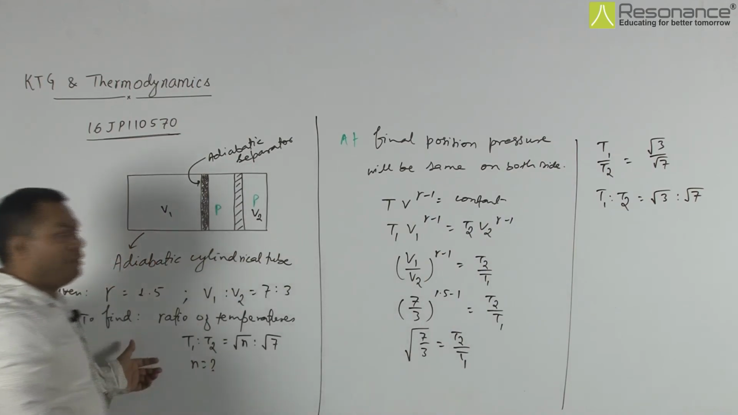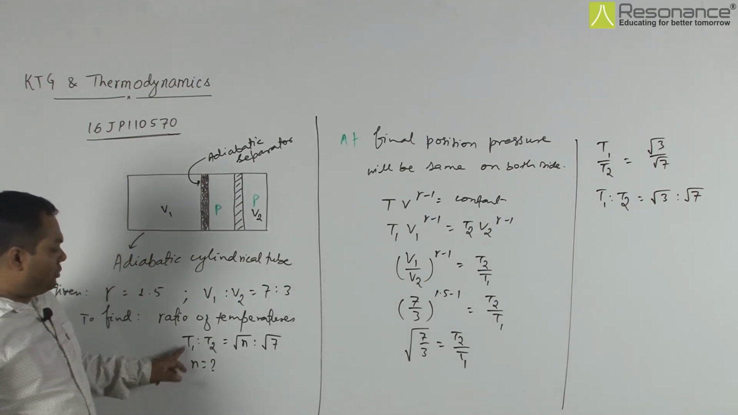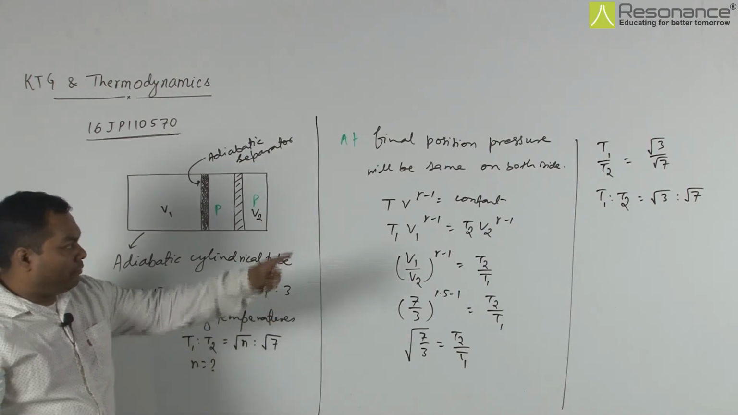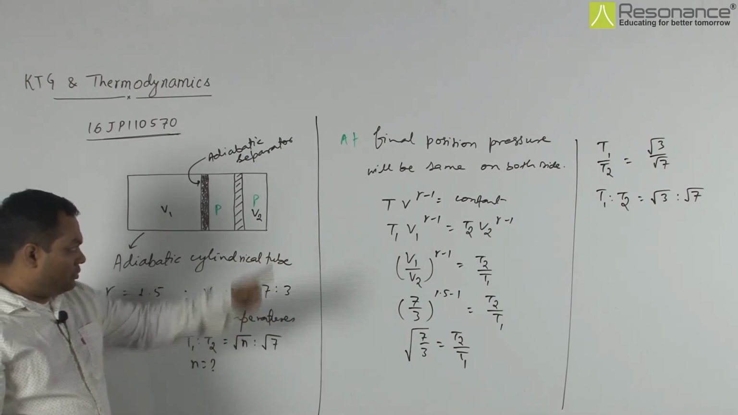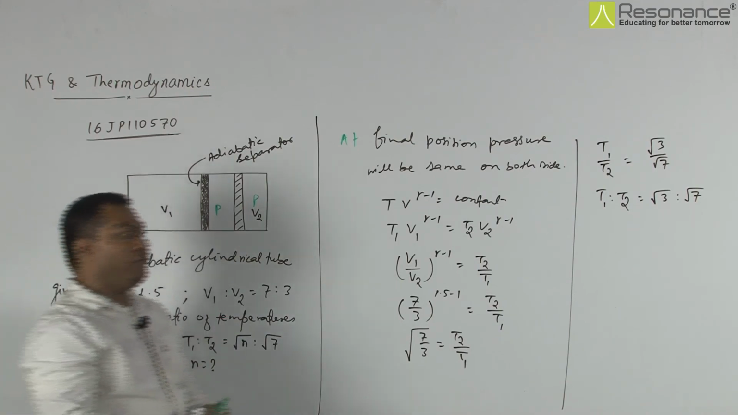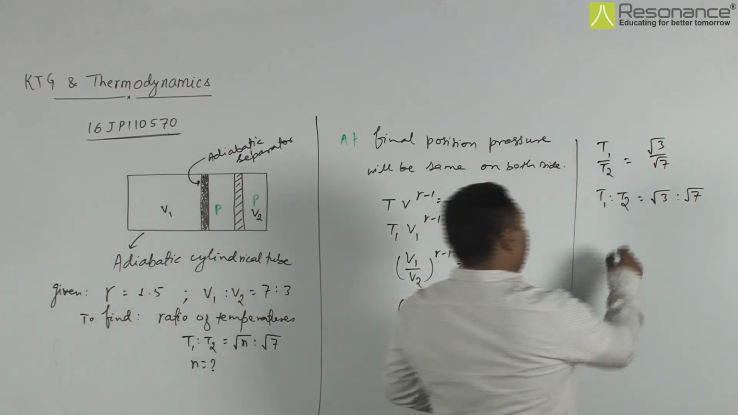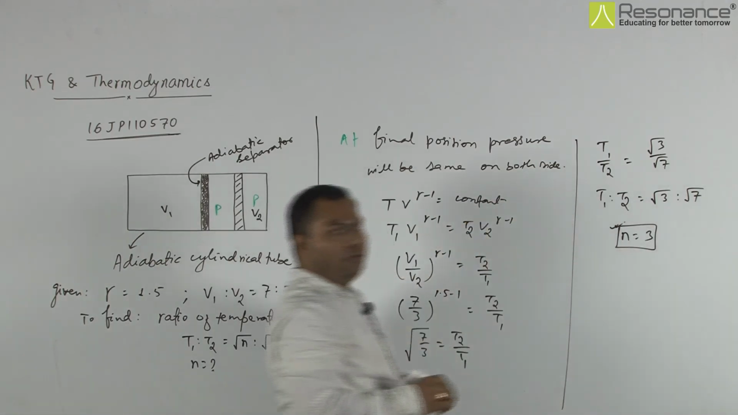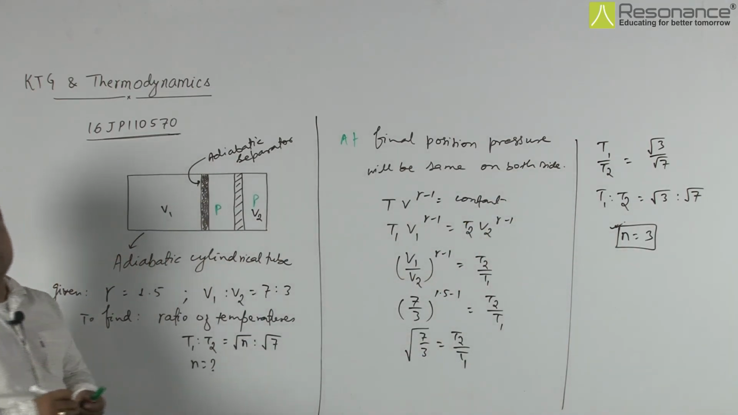And in this question it is given that T1 is to T2 is under root n is to under root 7. By comparing this to our result, we can get the value of n, and of course the value of n will be equal to 3 for this question which has been asked, and this is our desired result.